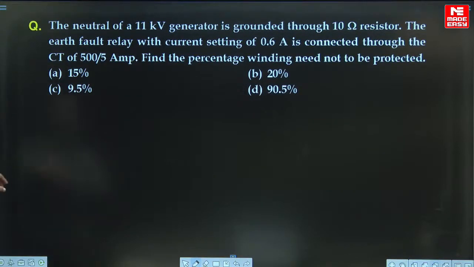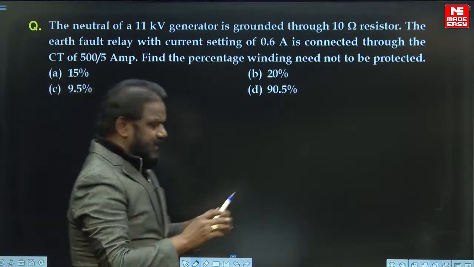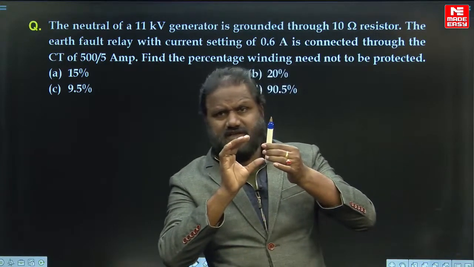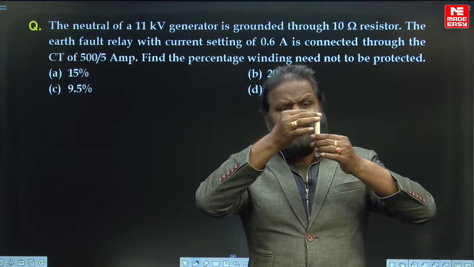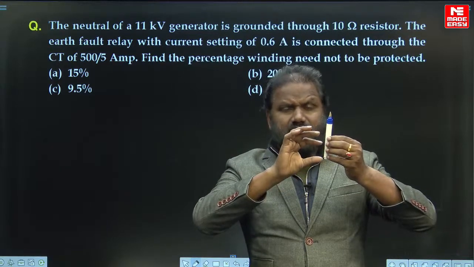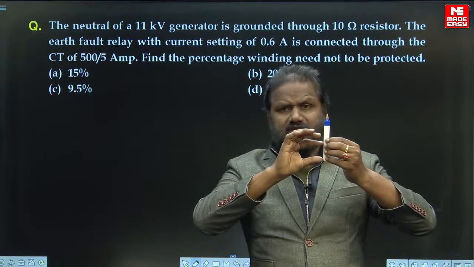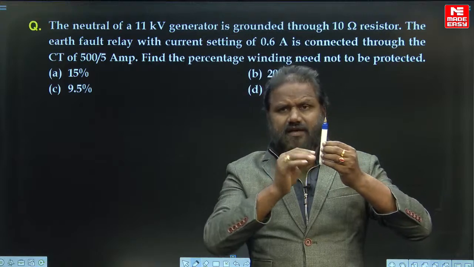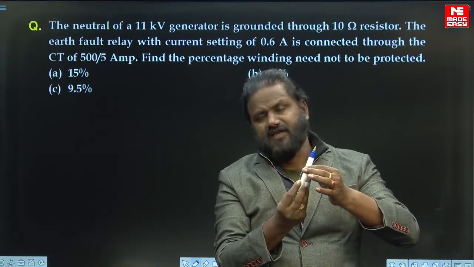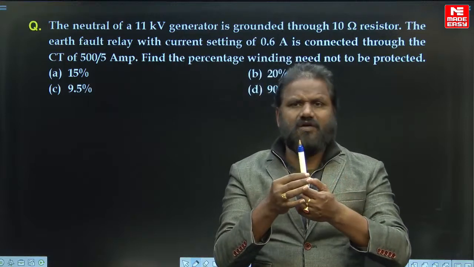Next is the neutral of an 11 kV generator with a 10 ohm resistor. It is also a standard question. In the alternator, at the top portion the maximum voltage is there, and at the lower portion the minimum voltage is there. So the insulation is not provided uniformly throughout the cross section. At the bottom portion, if you are not providing insulation, the air can act as an insulator, a dielectric, and that air insulation is sufficient for that low level of voltage.